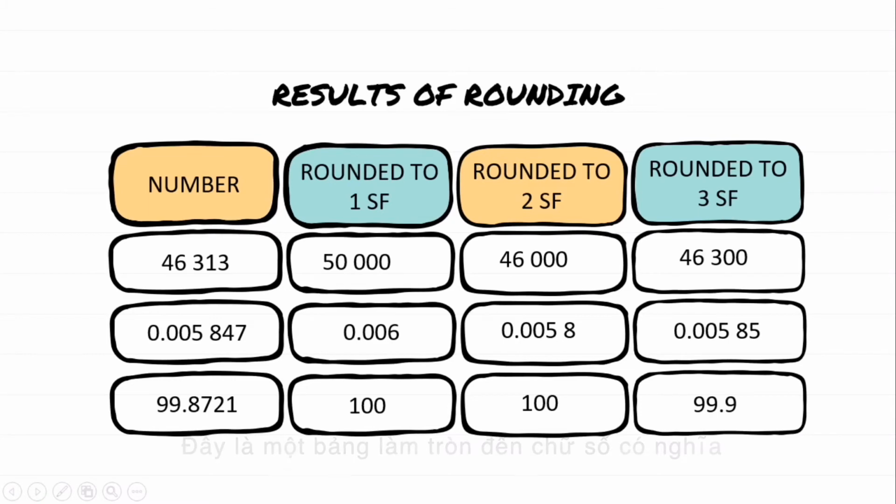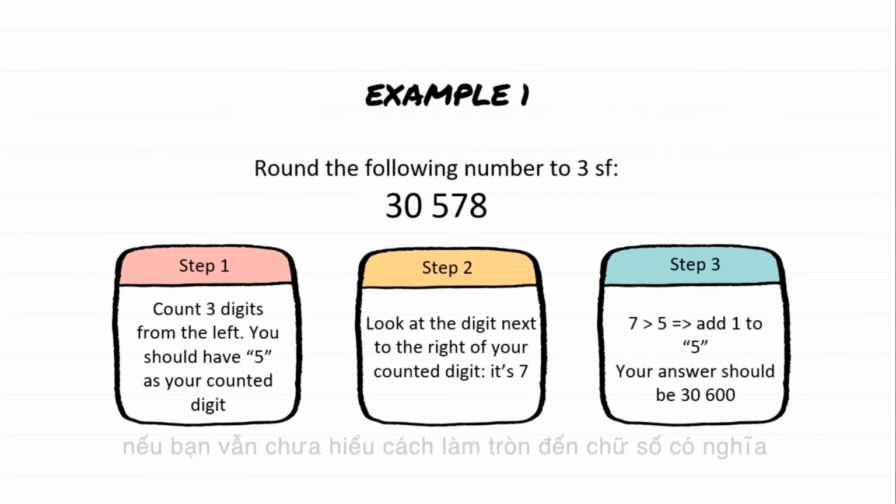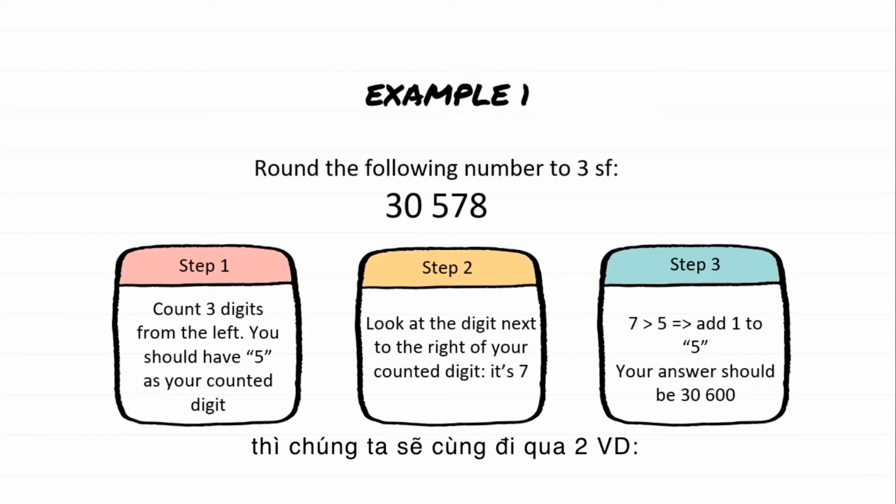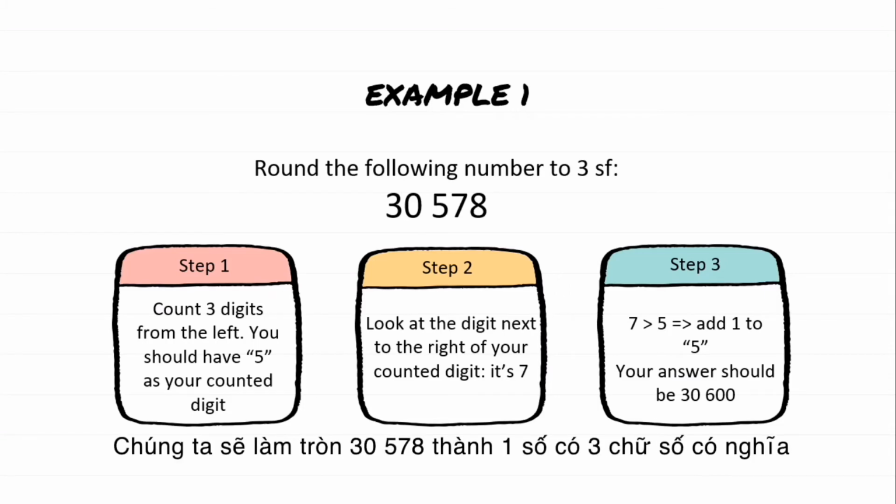You can pause the video now to take a closer look at it. Let's move on. If you still can't understand how to round to significant figures, then we'll guide you through it with our examples. Here we have 30,578, and we are going to round it to 3 significant figures.